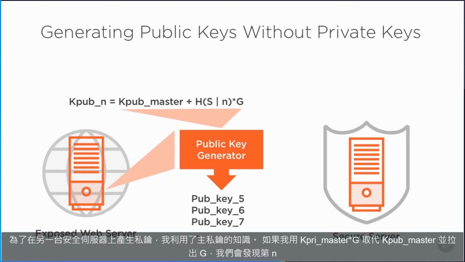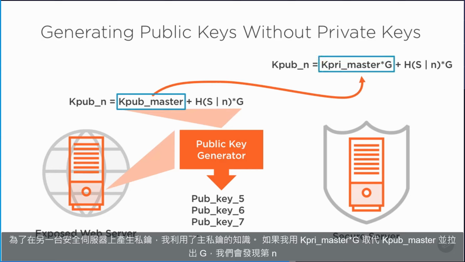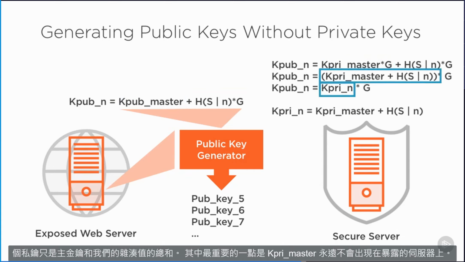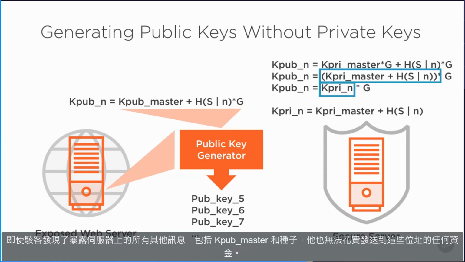To generate the private keys on another secure server, I use knowledge of the master private key. If I substitute k_pri_master times g for k_pub_master and pull out the g, we see that the nth private key is just the sum of the master key and our hash. The important part of this is that k_pri_master is never on the exposed server. Even if a hacker discovered all the other information on the exposed server, including the k_pub_master and the seed, he could not spend any funds sent to those addresses.